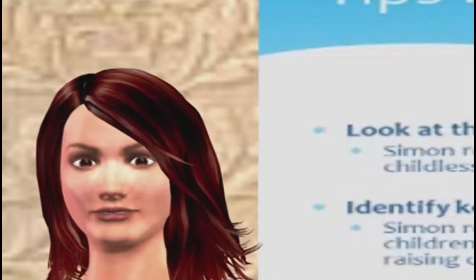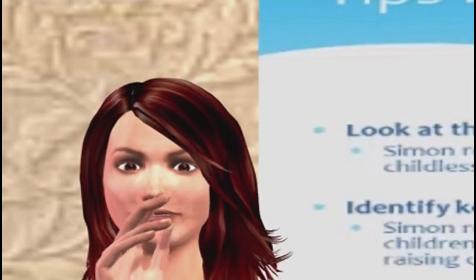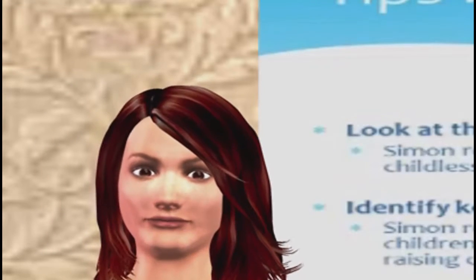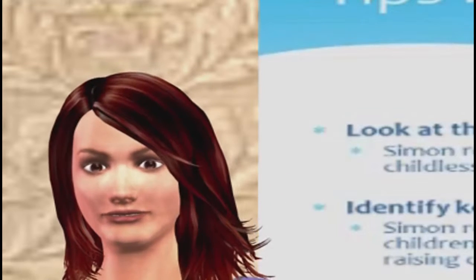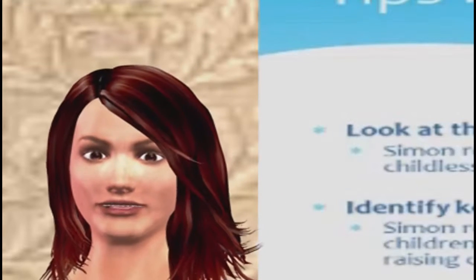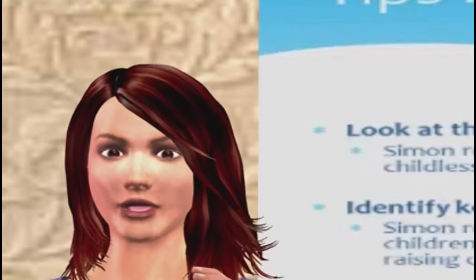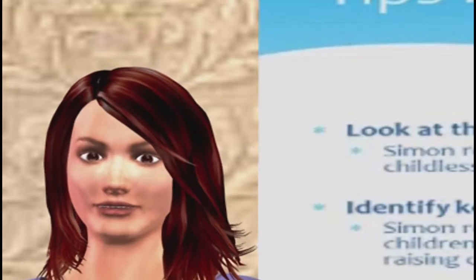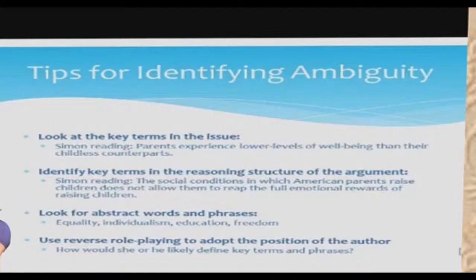Hopefully you've been able to detect them. Absolutely. What is well-being? In some ways, we could even say that maybe parents might be ambiguous. Are we talking about certain kinds of parents? Are we talking about parents who have biological children, parents who have adopted children?